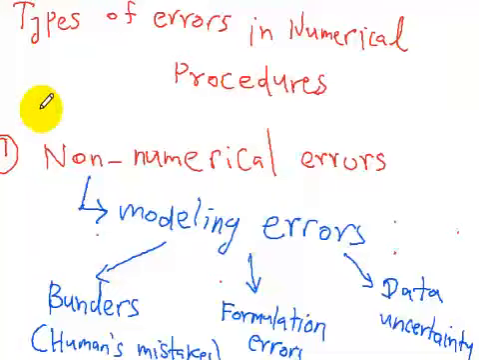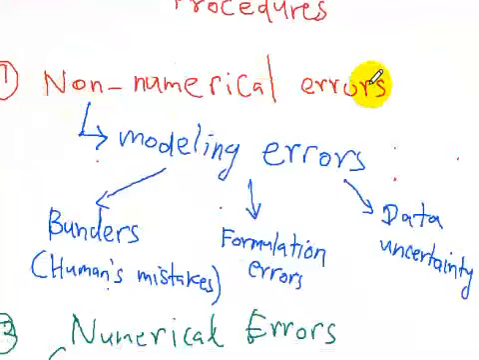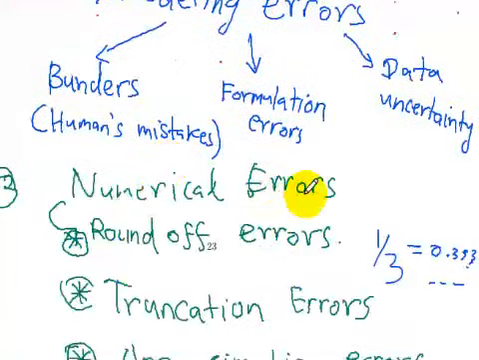Hi, in this video, we are going to discuss different sources of error when you follow numerical methods, right? There are several types of errors that may limit the accuracy of a numerical calculation. Errors can be classified as follows: non-numerical errors and numerical errors.